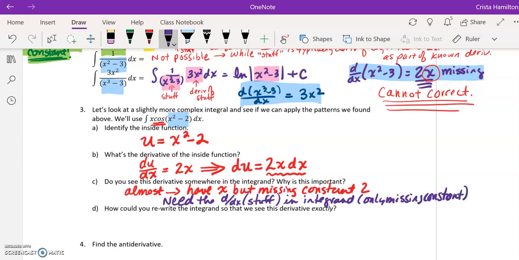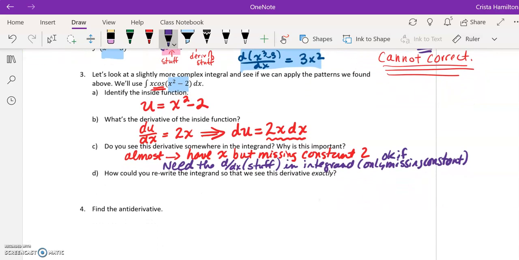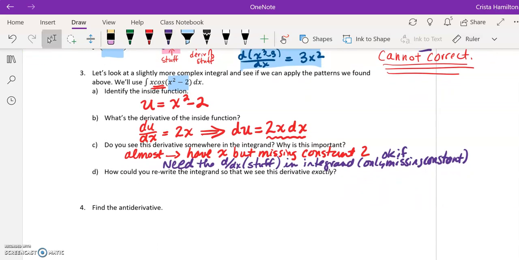It would be great if it was all there, but okay if it's only missing a constant, because we can correct for that. All right, so here's how you're actually going to show the work for this. Pretty much what you're going to do is you're always going to write on your paper the u and the du. Now, typically when I do that, I'm going to come over here on the side because I was explaining it here. I would have said u equals x squared minus 2, and then I go straight to the differential form and write it like that.